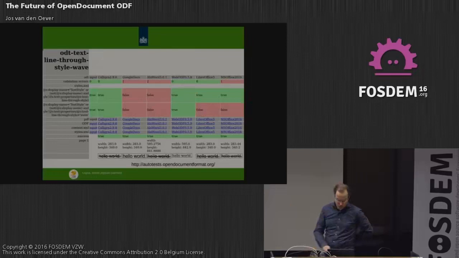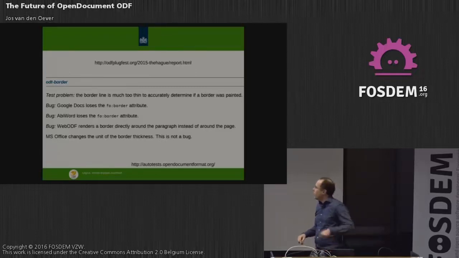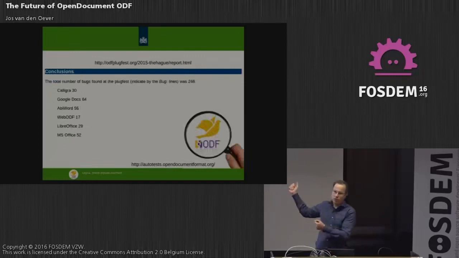Now, having hundreds of these tests, we managed to go through a lot of them at the last Plugfest, and we counted them all up. Per test, we wrote down, okay, Google Docs has a bug, AbiWord has a bug, WebODF has a bug, and then in the end, we counted all of that up, and then we saw these numbers. These are actual numbers where the implementers looked at it and said, yes, these are real numbers and we have to go and fix them.